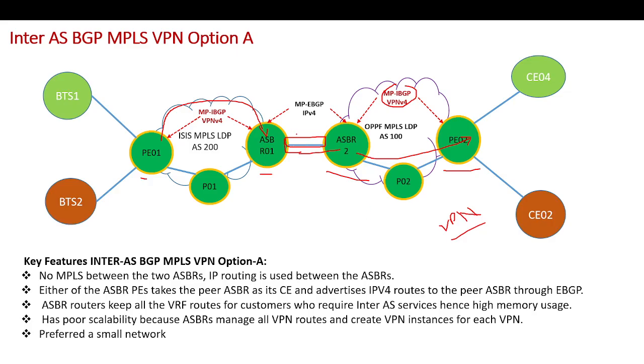And another thing that I need to mention is that we never have MPLS running between the two ASBRs. So you only have the normal unicast eBGP IPv4 peering session between these two routers for the different VRFs that are deployed between the two autonomous systems. So this is only preferred for small networks.